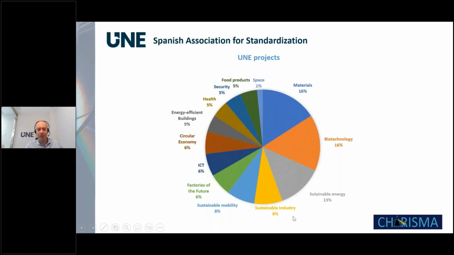Before starting, just a few institutional words about UNE. UNE is the Spanish Association for Standardization. It's a private entity and the Spanish representative in the international and European standardization fora like ISO, IEC, CEN or CENELEC. So our main activity is the promotion and the development of standards, of technical standards. We're talking about ISO standards, IEC standards, CEN standards, CENELEC standards, and also national standards.